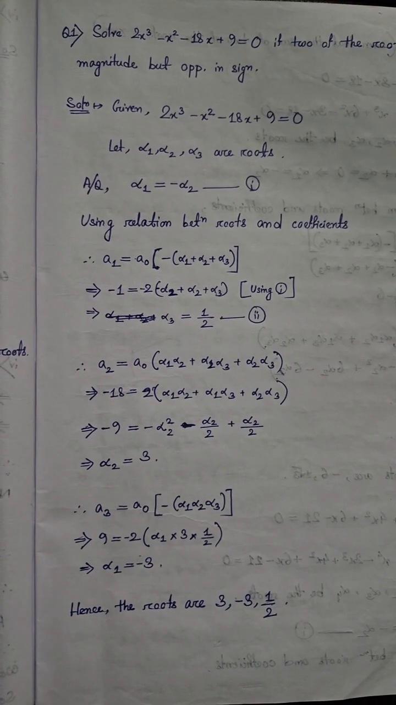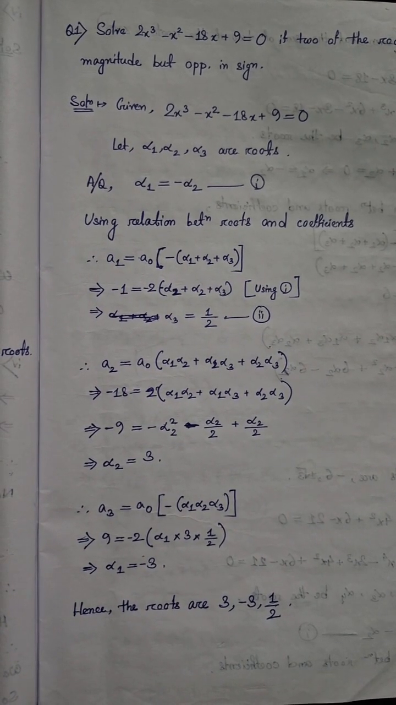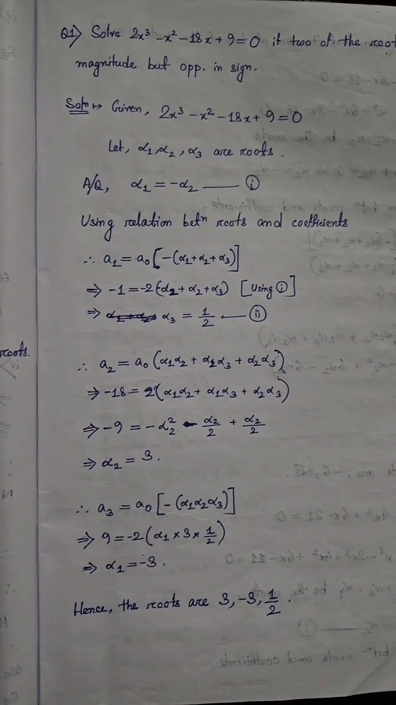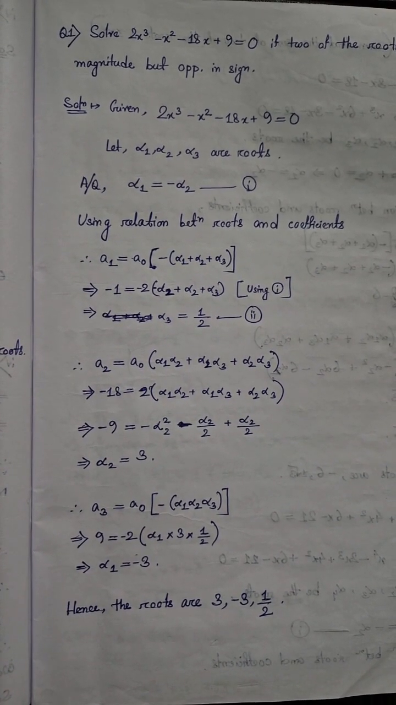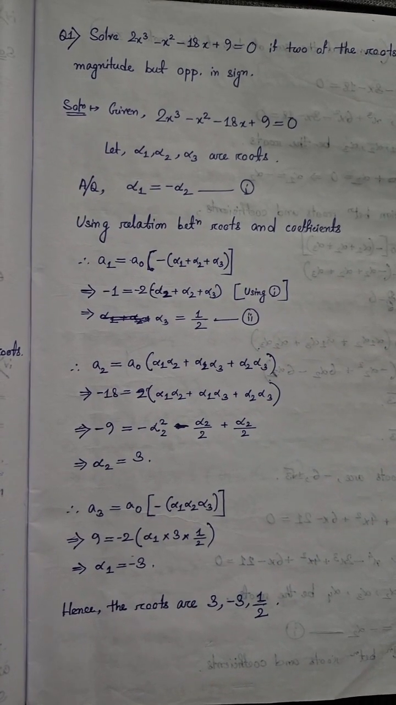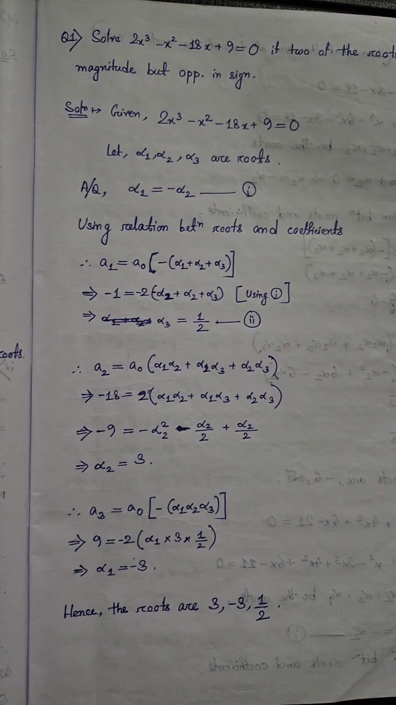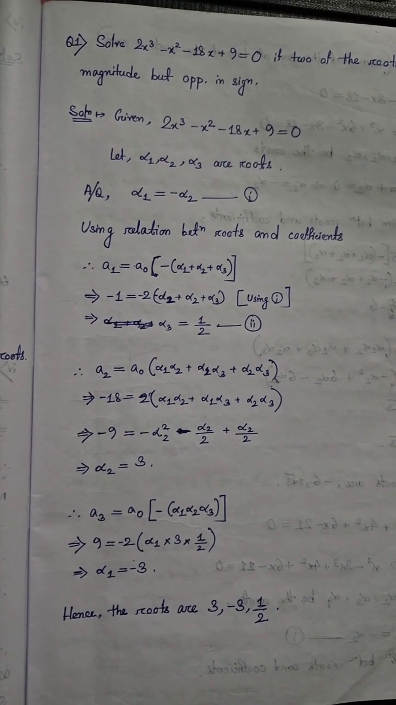Now a2 over a0 equal to alpha 1 alpha 2 plus alpha 1 alpha 3 plus alpha 2 alpha 3. So by putting the values, we get alpha 2 equal to 3. Then our next relation will be a3 over a0, taking 3 at a time, equal to minus alpha 1 alpha 2 alpha 3. So by substituting the values, we get alpha 1 equal to minus 3. So our required roots are 3, minus 3 and half.